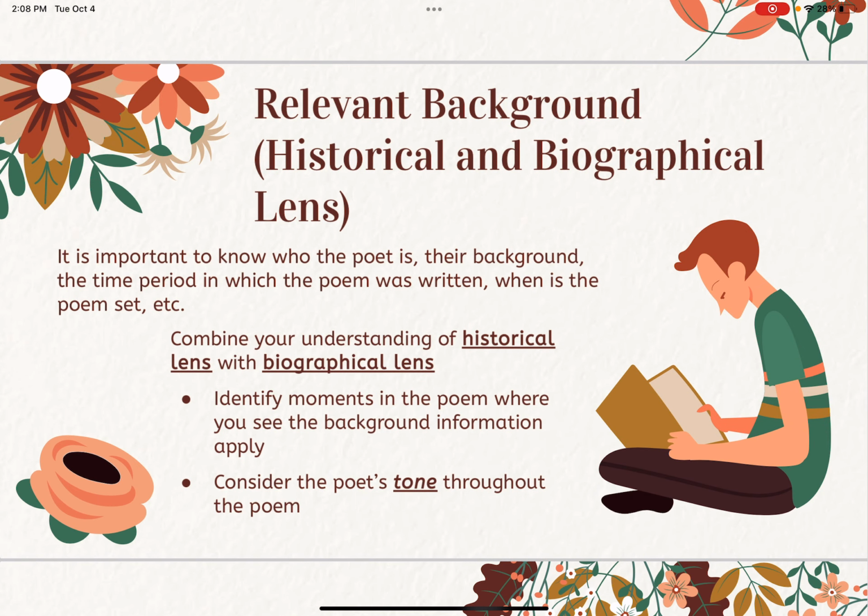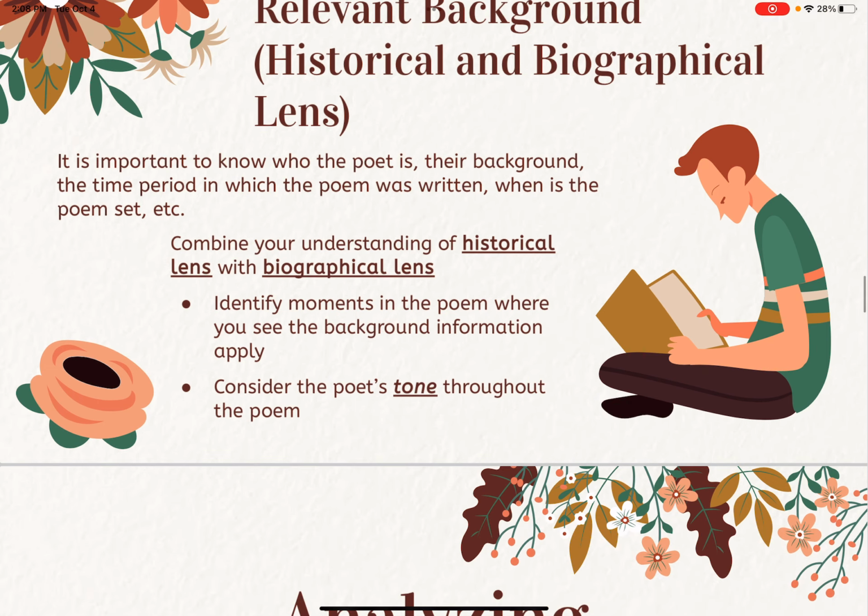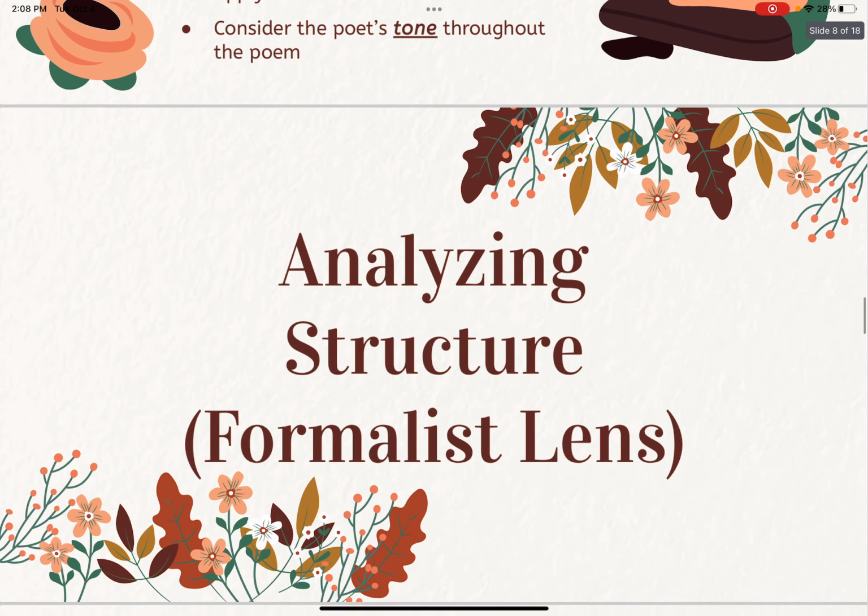And then you should always do this, because it's part of your biographical lens and your historical lens application. You need to know who the poet is, their background, the time period, when it is set, etc. So combine your understanding of your historical lens and your biographical lens, identify moments in the poem where you see the background information apply, and consider the poet's tone throughout the poem. Does it connect with what you know their belief systems are, or their values, or their own personal experiences?